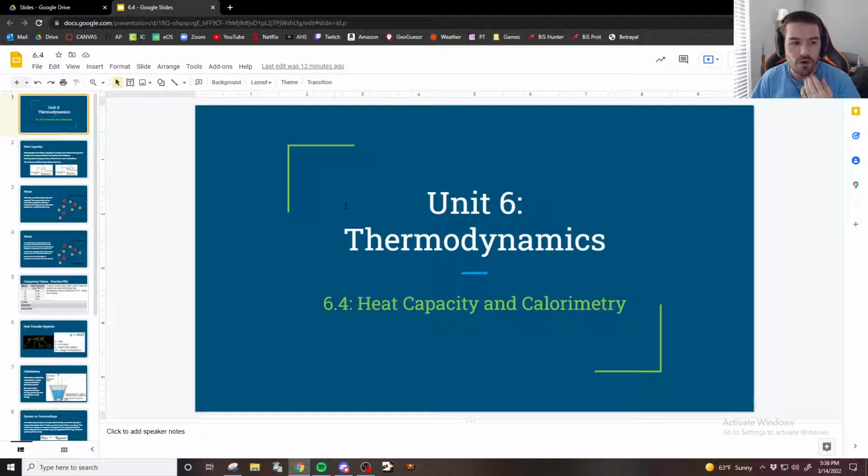Let's go ahead and dive in though, okay? So this is over 6.4 heat capacity and calorimetry, some heat transfer problems. I'm going to go through the notes and I'm going to go through the example problems in this video. So it's going to be a long one. If you are looking specifically for the example problems, then you could probably skip about halfway through the video before I get to that, okay?